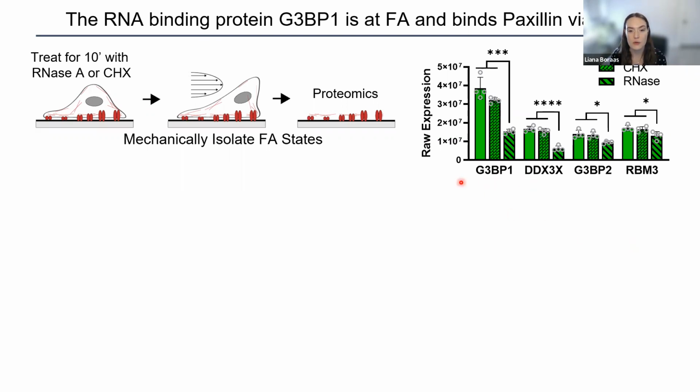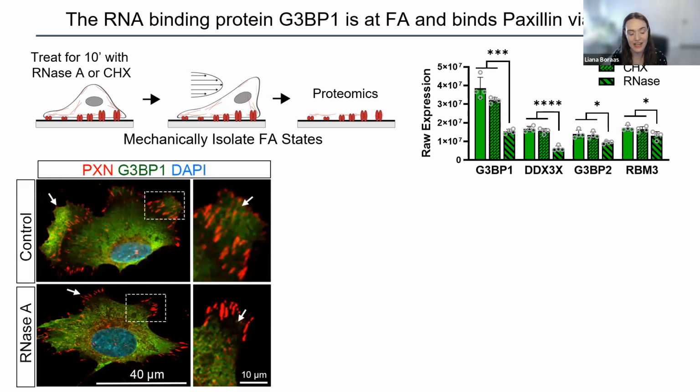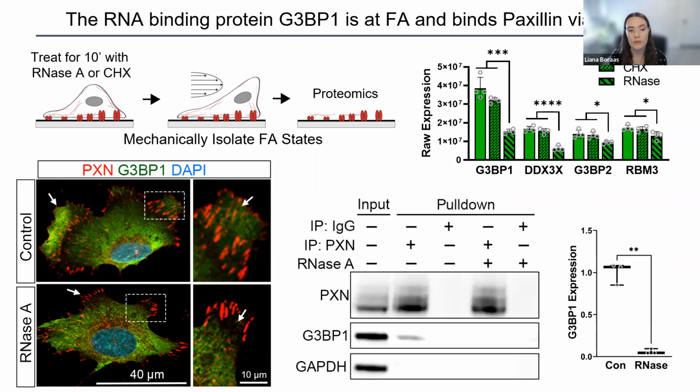We followed G3BP1. I actually screened all of these, but G3BP1 was our top candidate coming out of the screen because, one, it was found to be cytoplasmically expressed but localized into lamellipodia, these regions here. And that localization went away when we treated cells with RNase A, indicating that RNA is somehow responsible for these localization patterns. We confirmed this biochemically using a pull-down assay.